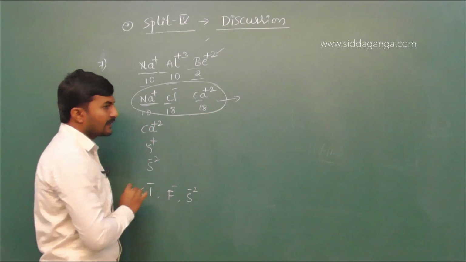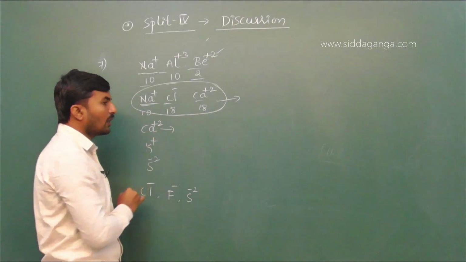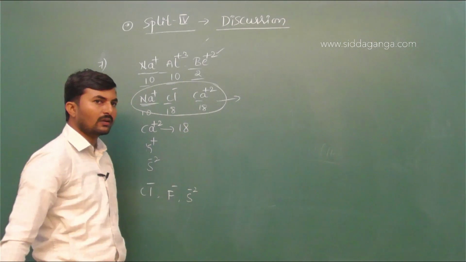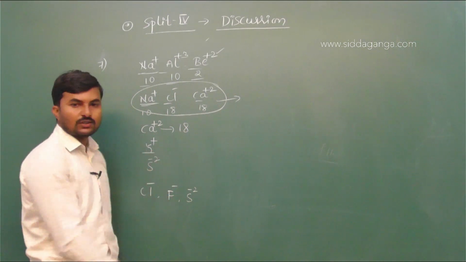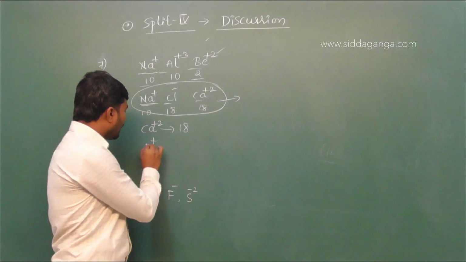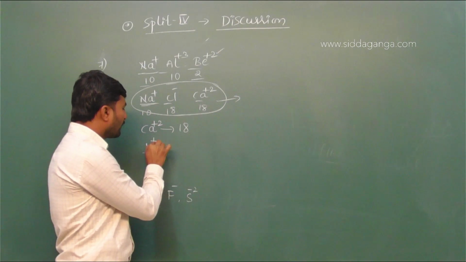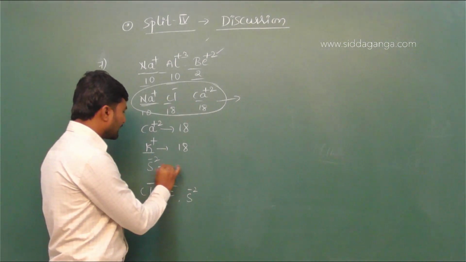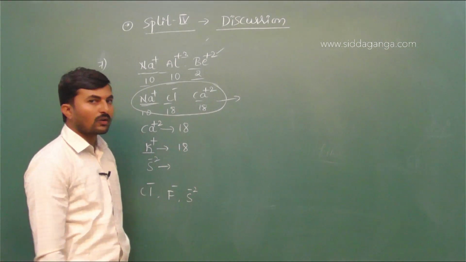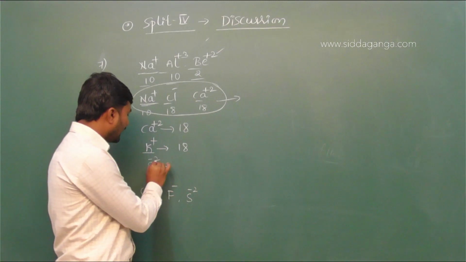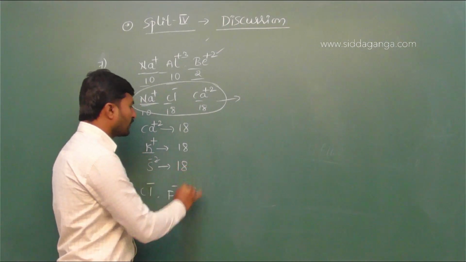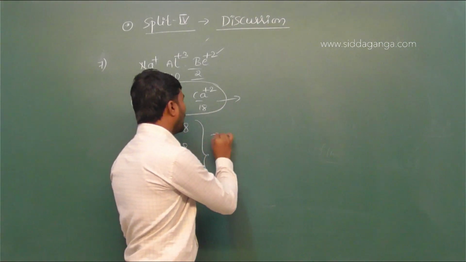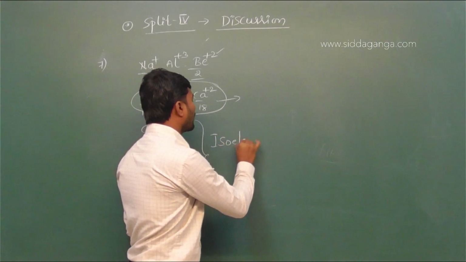And the third one: calcium has atomic number 20, and with a loss of 2 electrons it is left with 18 electrons, followed by potassium. Its atomic number is 19, and with the loss of 1 electron it is left with 18 electrons. Followed by S, sulfur, atomic number 16, and with the gain of 2 electrons it also has 18 electrons. Such species we call isoelectronic species.